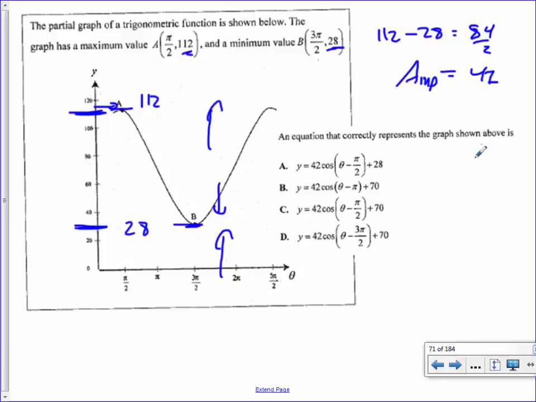Okay, so subtract the two numbers, divide them in half. That tells you that your amplitude means you're going up by 42, going down by 42, which means that all of these start with a 42. So that actually didn't help, did it?